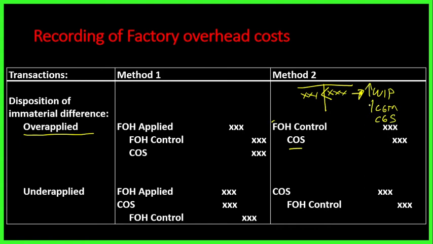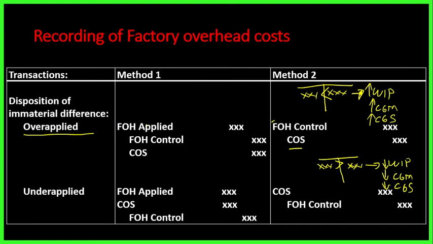That will be overstated, and your cost of sales will be overstated. So you're going to reduce your cost of sales. Now, if it's under applied, your actual is more than your applied. Therefore, what will go to your work in process is lower than your actual, which will result in lower cost of goods manufactured and lower cost of goods sold. That's why for under applied, you add or increase your cost of sales.